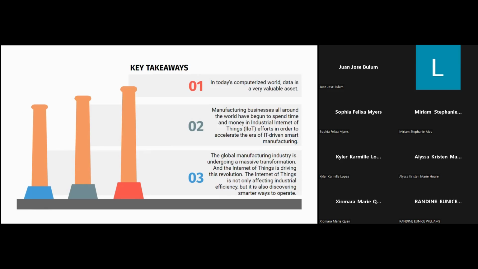So the global manufacturing industry is undergoing a massive transformation, and the Internet of Things is driving this revolution. It is not only affecting industrial efficiency, but it is also discovering smarter ways to operate. The industrial Internet of Things can control machine data and modify the processes and systems of the new production environment, which can all help in reducing risk and at the same time creating innovation.